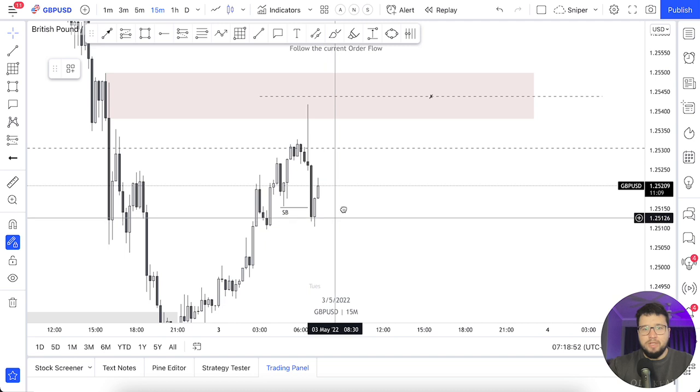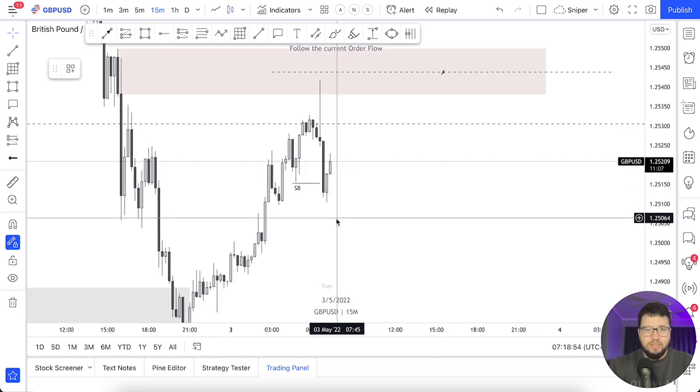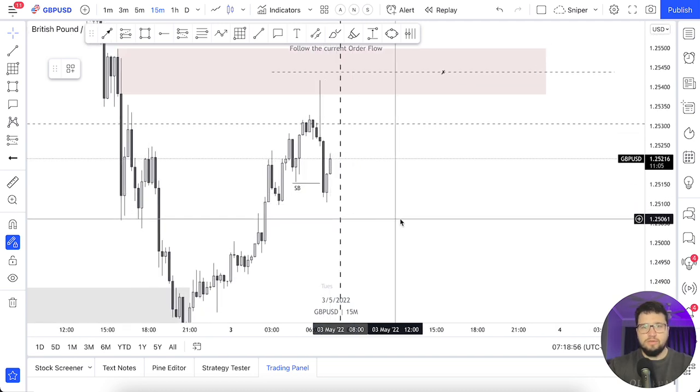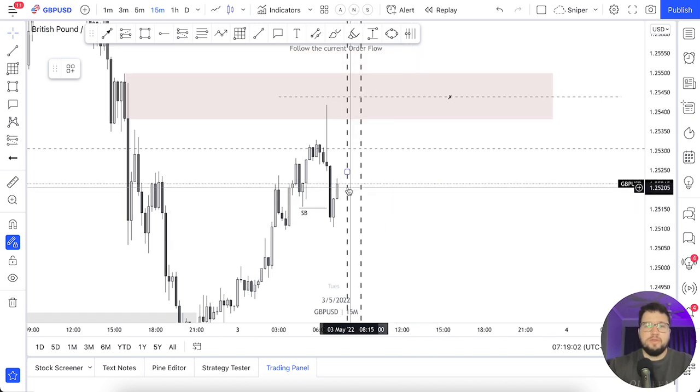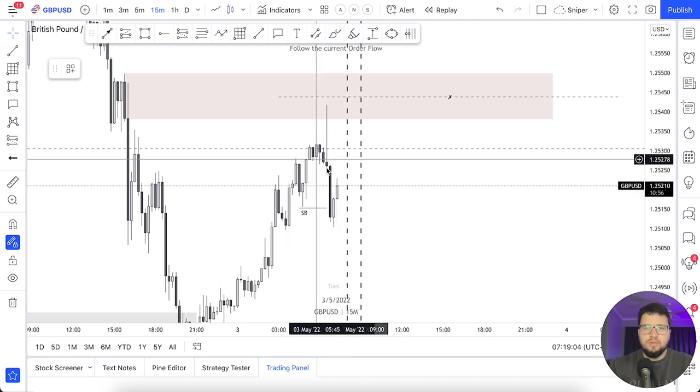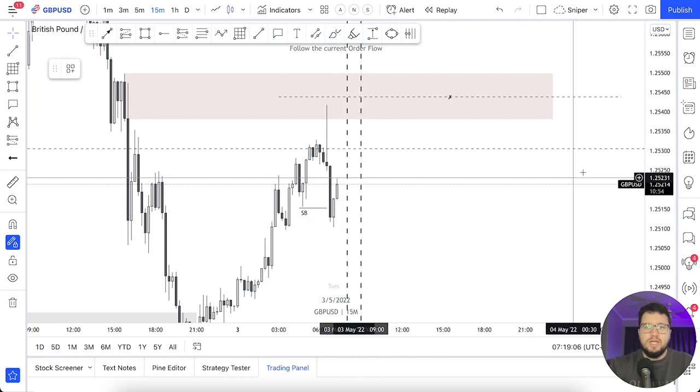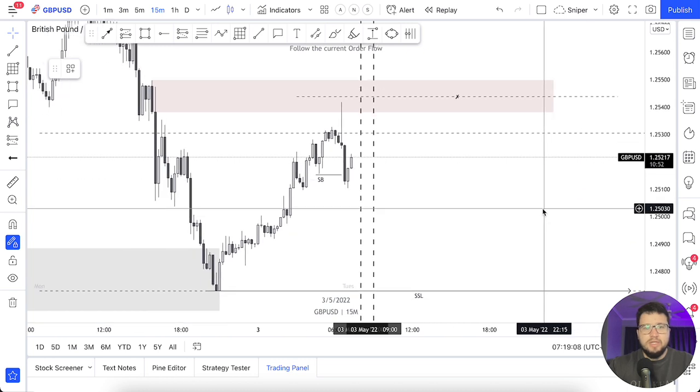Now I need to align this with a session opening. So the one is Frankfurt Open, which is at 8 o'clock GMT +2, and the other one is the London session at 9 o'clock, so 1 hour apart. We'll need to see what's the behavior at those areas.